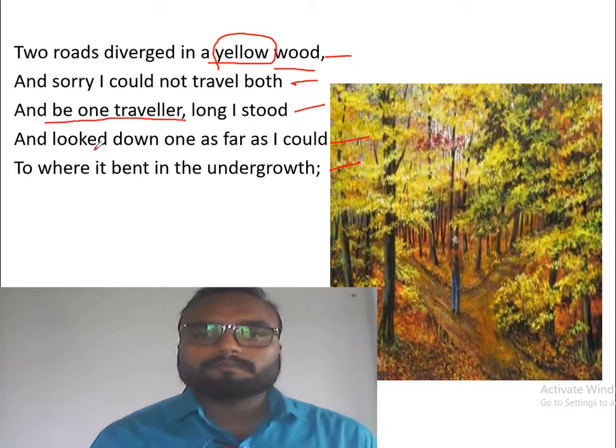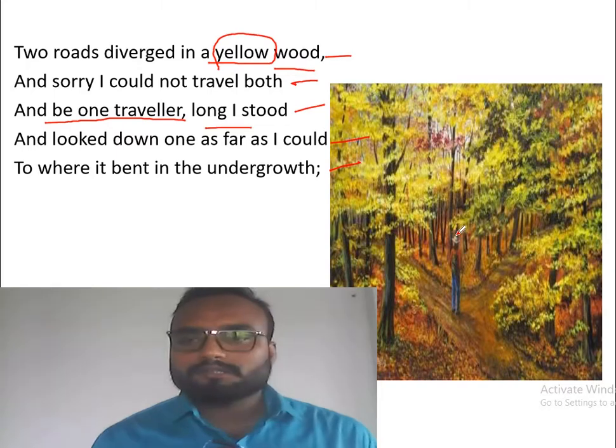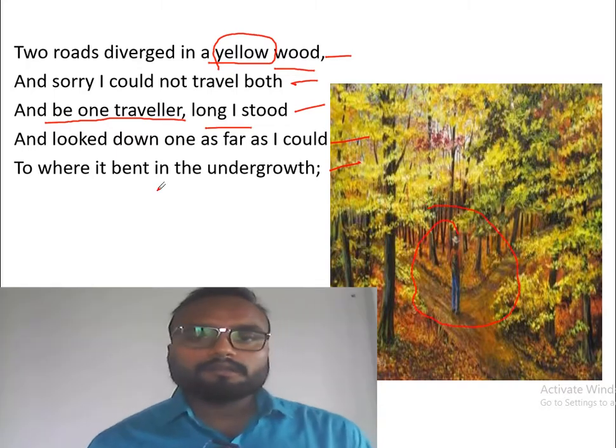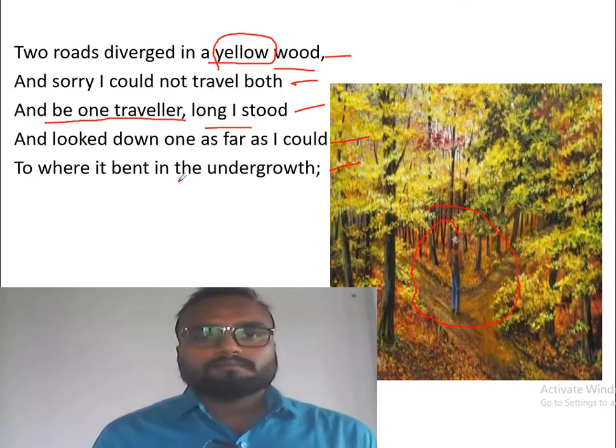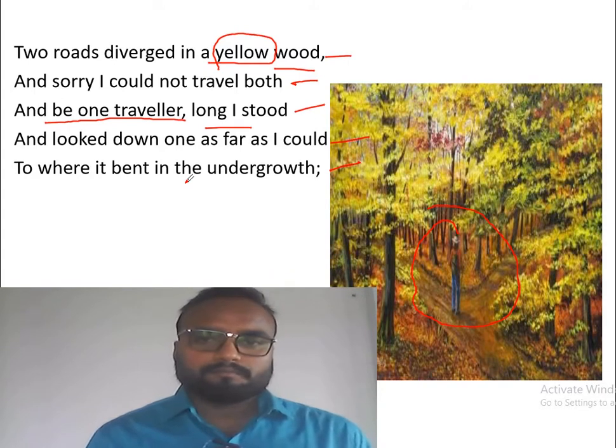So what he did, he had to opt out of that too. So he stood there. Long I stood. He stood there at that point. Here you can see in this picture. He stood at this point. He stood at that point, and from there he tried to look at both paths.